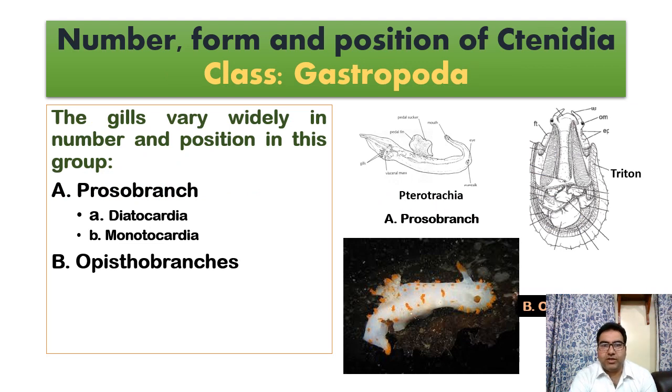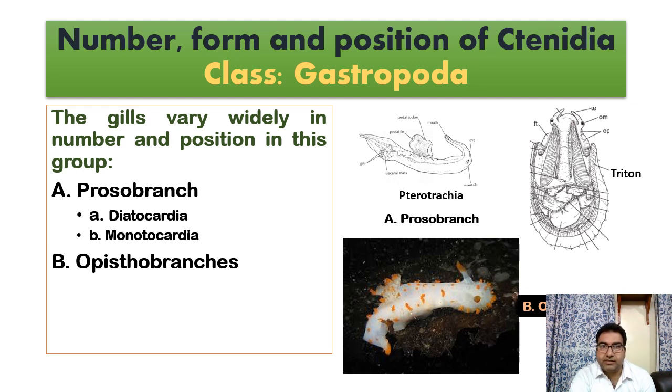So when we talk about the Gastropoda, this is the important one, where the number, form and position of the ctenidia differ widely. First of all, we shall be talking about how the gills vary widely in number and position in this group. We have the prosobranch. Now this is very important to learn.